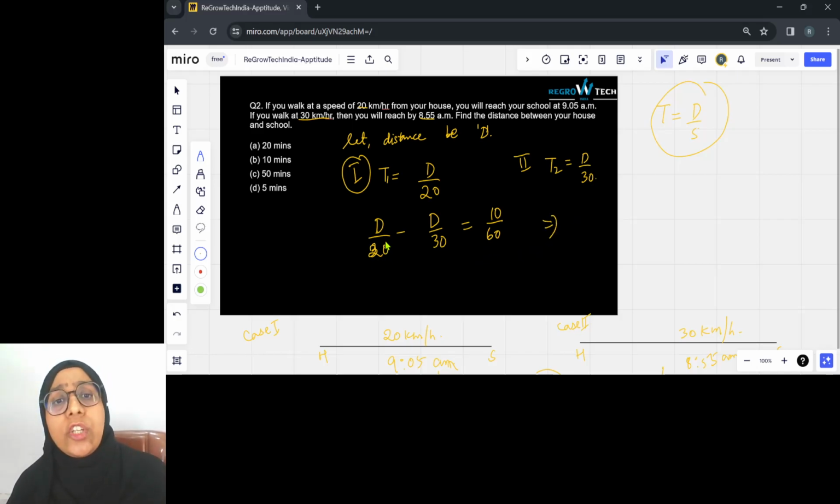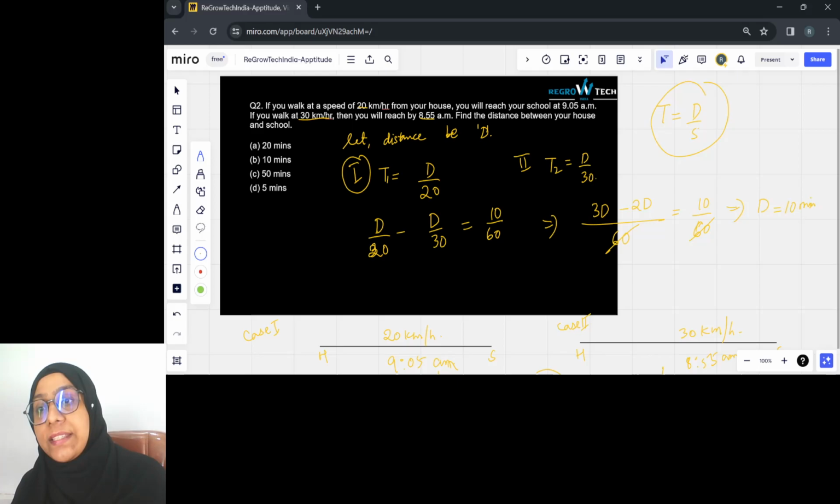So the LCM of 20 and 30 is 60. 20 times 3 is 60, so 3d. 30 times 2 is 60, minus 2d is equal to 10 upon 60. So we can cancel the 60 directly. And 3d minus 2d is d, is equal to 10. And that's your answer.